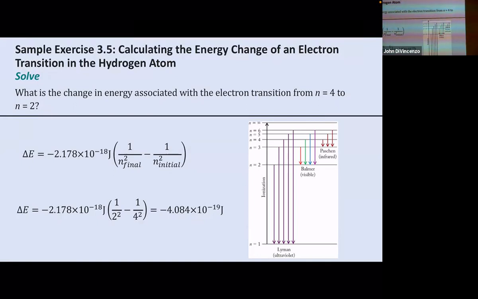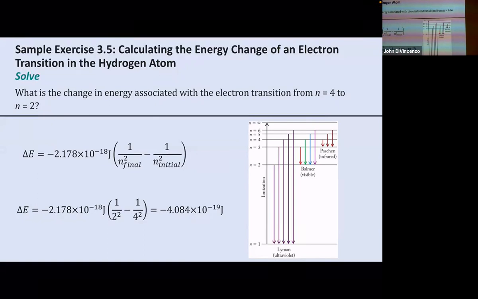Is there no difference between 2 to 1 and, say, 4 to 3? Yeah, there is a difference. Just look at the lines right there. Look at the gap between 2 and 1 and between 4 and 3, or 4 and 2. That is the difference in energy. Yes, so that's kind of the point I'm making.